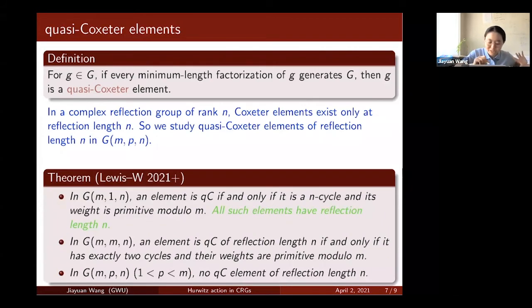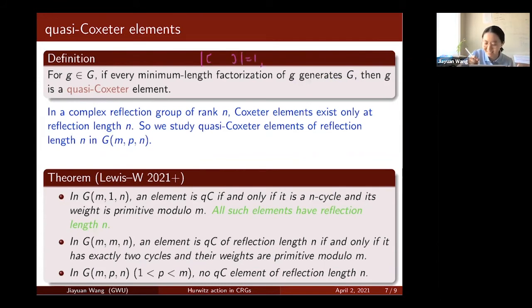And also, let me say one more bit about this definition. In order for the factorization to generate the whole group, we should only have one part in the cycle partition, where all the cycles are in the same part. Otherwise, we wouldn't be able to generate the whole group.